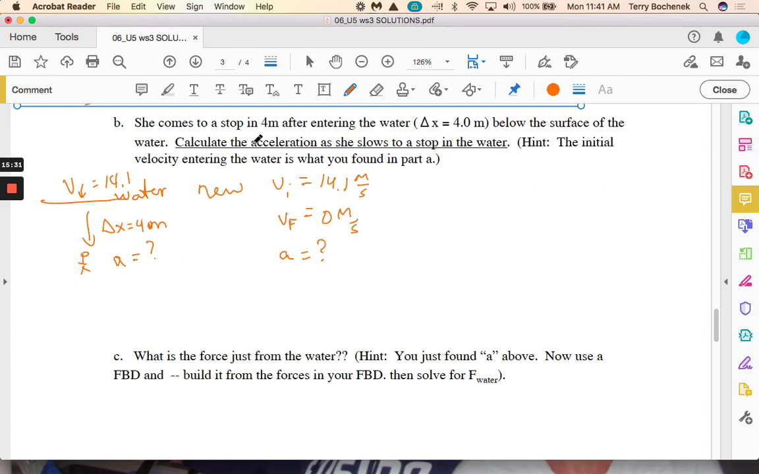What else do we know? We don't know time. We do know delta x. Again, think of everything down as positive. So initial velocity is positive. Displacement as you go into the water, slowing down, is going to be positive once you go under the water. And we want to find the acceleration. So this time it's a little bit different. We can't use the one kinematic equation that needs time, because we don't have a time. We really only have one option, and that's V final squared equals V initial squared plus 2a delta x.